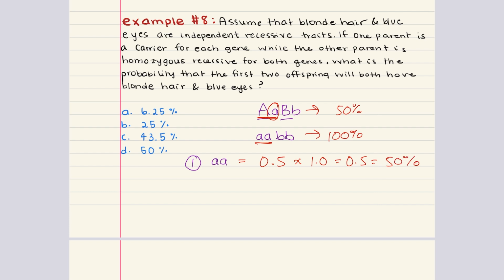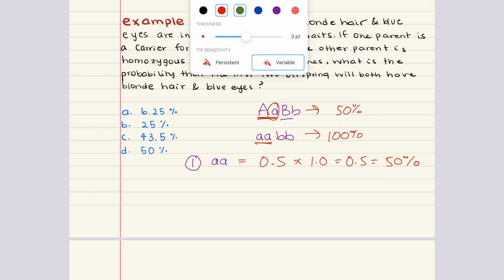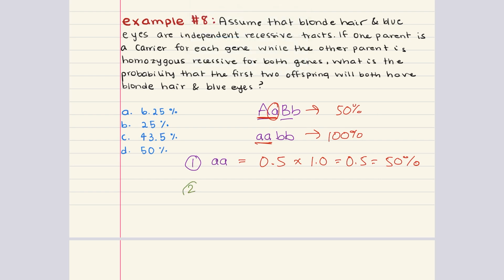Now let's determine the probability of inheriting blue eyes. This requires the genotype lowercase b, lowercase b. From the carrier parent, there's a 50% chance of passing on the recessive allele. And from the homozygous recessive parent, again, it's a 100% probability. They will always contribute a recessive allele. So to figure out the probability of inheriting blue eyes, this is just going to be 0.5 multiplied by 1. This gets us 0.5 or 50% probability.